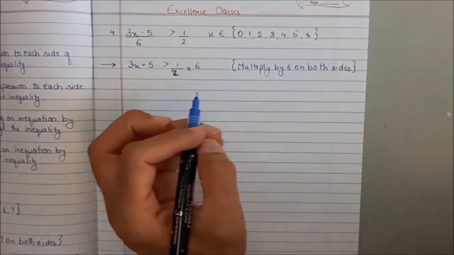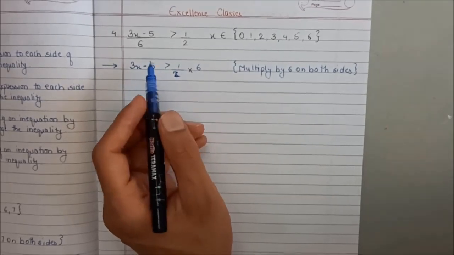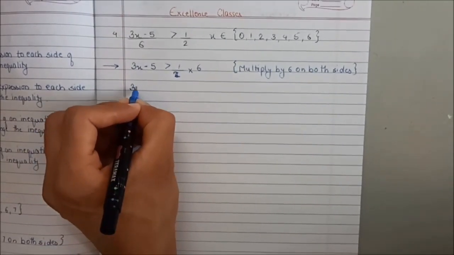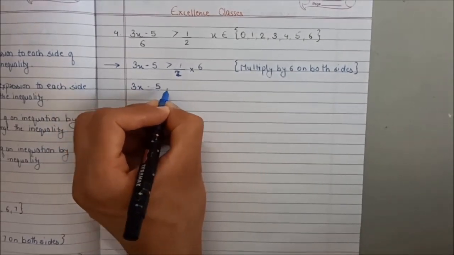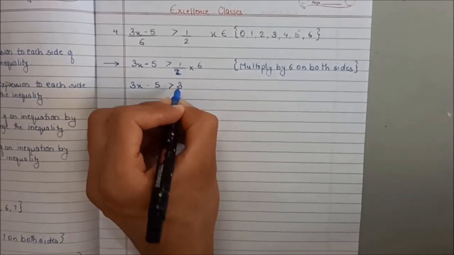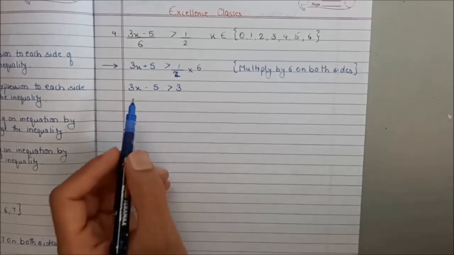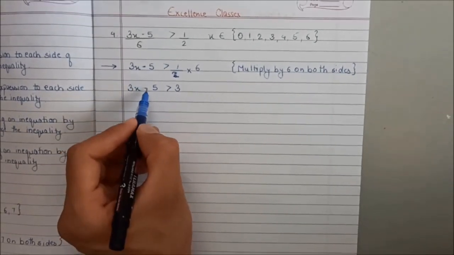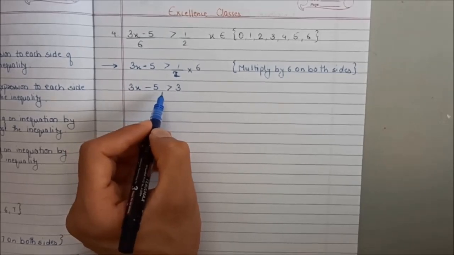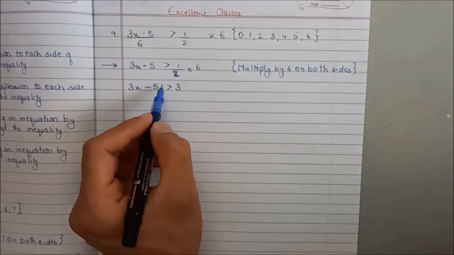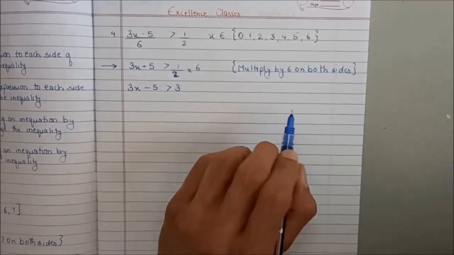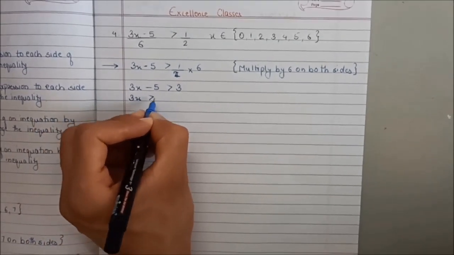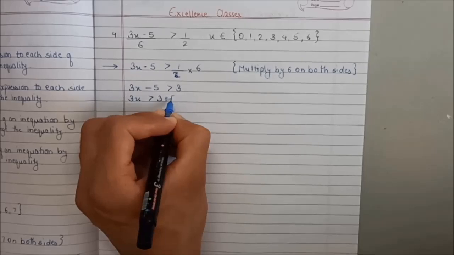Now since I have multiplied by a positive integer, the inequality sign is not changing. So here if I simplify this step, what I get is 3x minus 5 greater than 3. My next task is to remove this minus 5. If I have to remove this minus 5 or negative 5, I will have to add a positive 5 on both sides. So if I add a positive 5 on both sides, what I get is 3 plus 5.